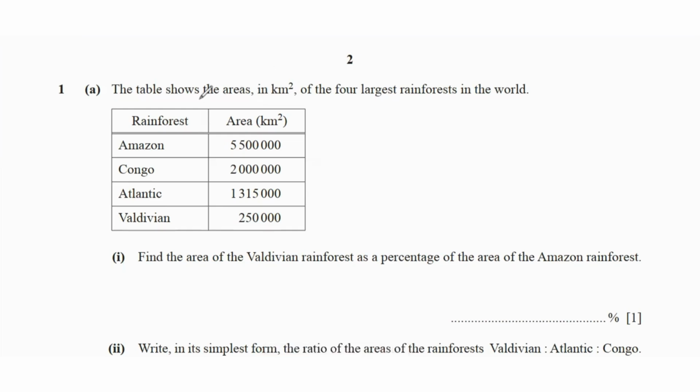The first question says the table shows the areas in kilometers square of the 4 largest rainforests in the world. Find the area of the Valdivian rainforest as a percentage of the area of the Amazon rainforest.